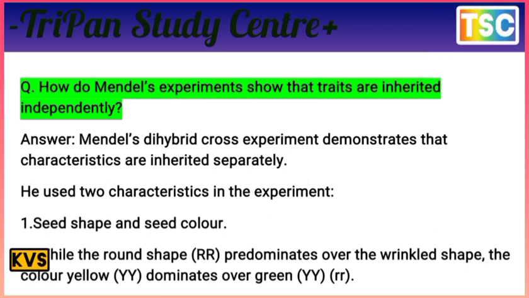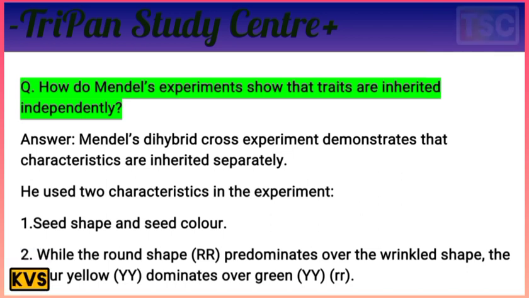The round shape, capital R, is dominant over the wrinkled shape. Yellow color, capital Y, is dominant over green. The recessive alleles are small y and small r. That's an important experiment.